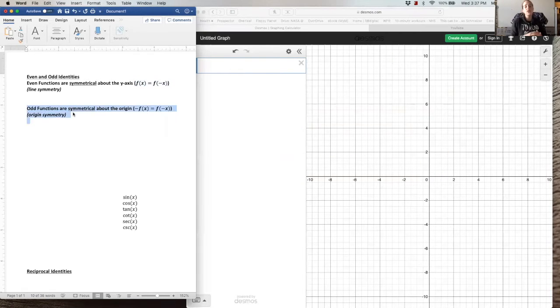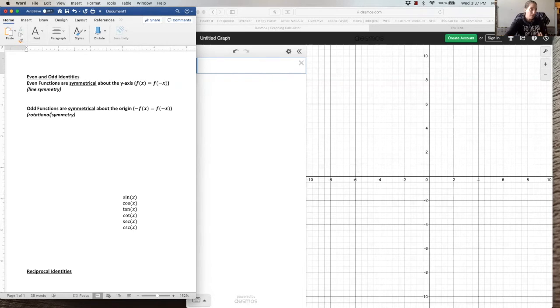Now let's think about odd functions. Odd functions also have symmetry, but it's not line symmetry or mirror symmetry. Odd functions have origin symmetry. And origin symmetry is a type of rotational symmetry. Rotational symmetry basically means I can rotate a figure, so spin it, and it will look the same after I've rotated it a full 180 degrees, okay?